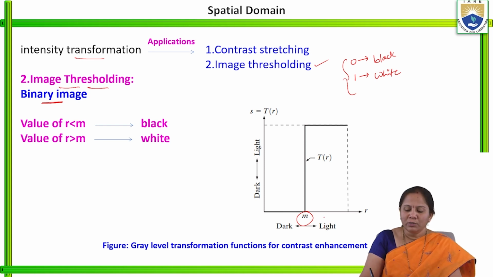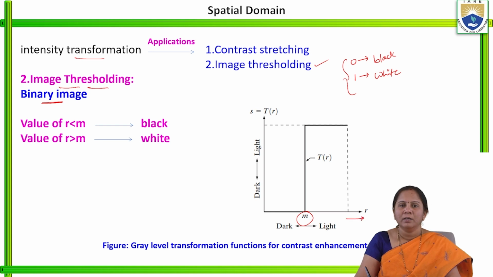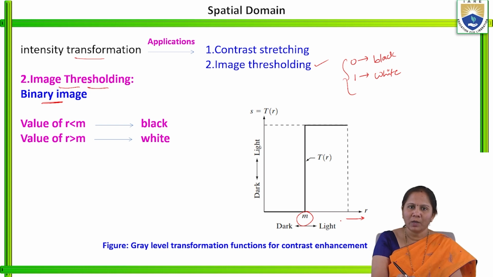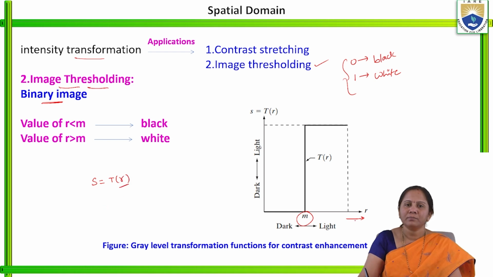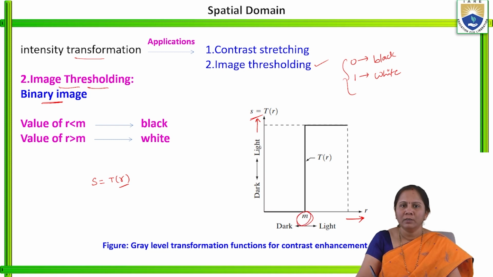So in this case also, the pixel values of the input image are represented as R. As we have seen, the function in intensity transformation is represented as S is equal to T of R, where R represents the pixel values of the input image on the x-axis, and S represents the pixel values of the output image on the y-axis. And here M is the threshold value of pixel in the input image.